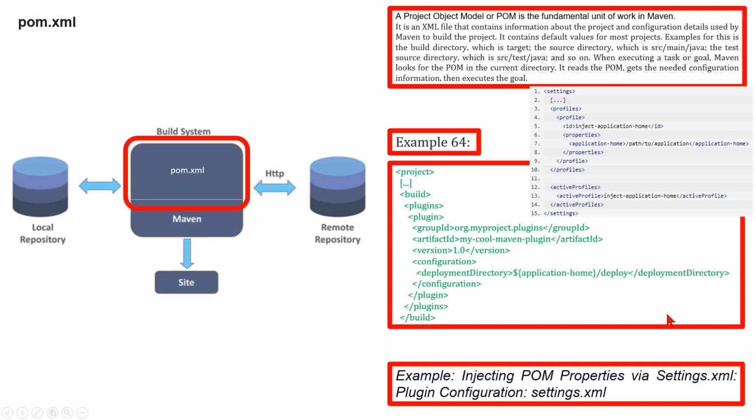Now we are considering injecting POM properties via settings.xml in plugin configuration. In this example, we have a plugin parameter that should contain a user-specific value. This parameter has a common format for creating a directory structure, but depends on knowing the directory of the installed application or something.